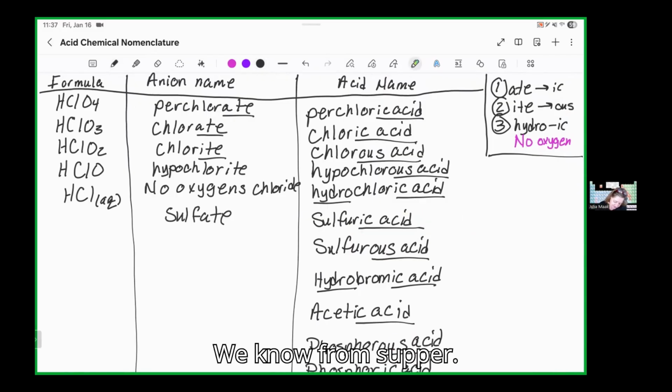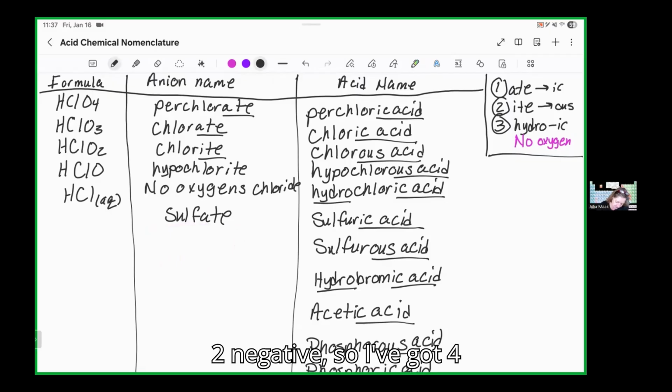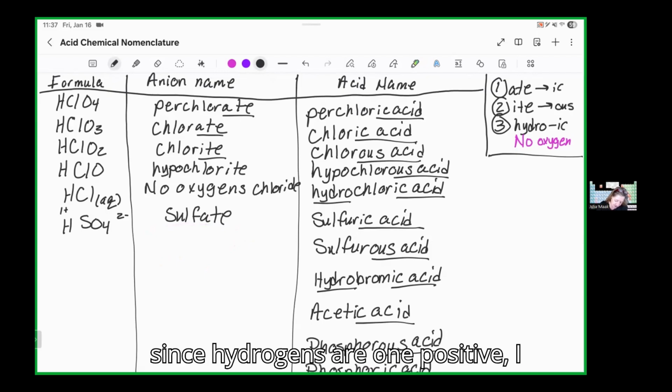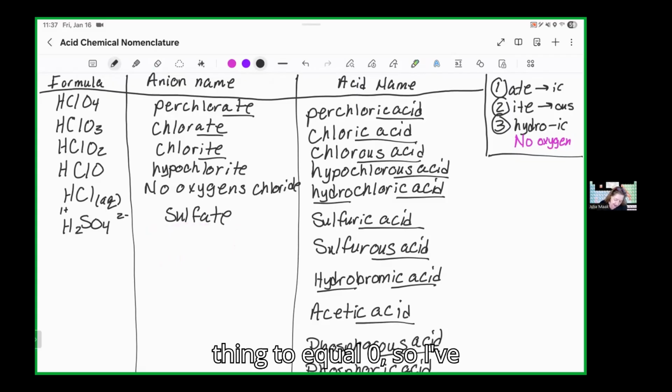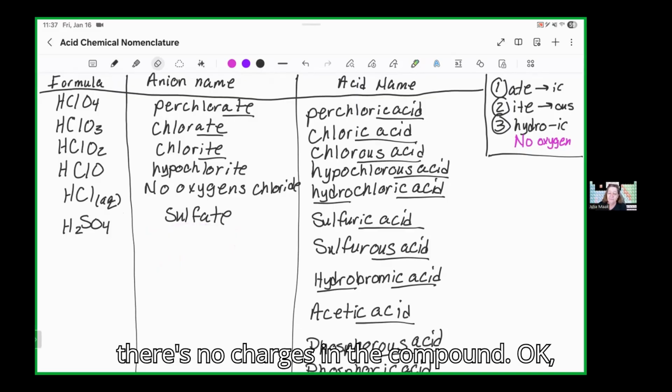We know from sulfate that it's got 4 oxygens and a 2 negative. So I've got 4 oxygens and a 2 negative. Now, since hydrogen's a 1 positive, I need 2 hydrogens for that whole thing to equal 0. So I've got H2SO4. Okay, and we do not leave our charges there because there's no charges in a compound.